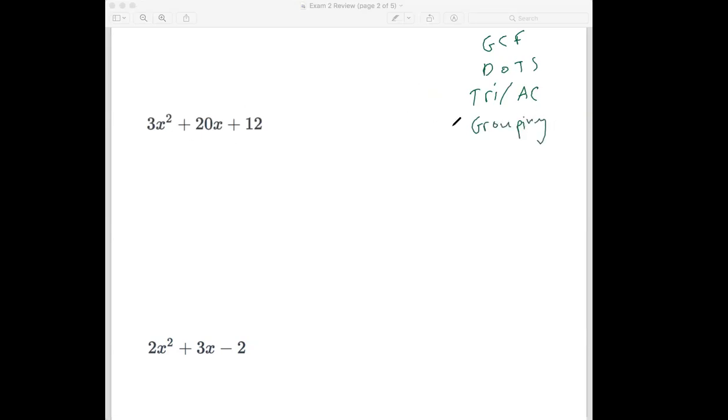Well, let's look at this one. It's not grouping. It's not dots. There might be a GCF, 3 and 20. There's no GCF between them, so no. So it is going to be trinomial, specifically AC. So we do A times C and drop the A. This becomes x squared plus 20x plus 36.